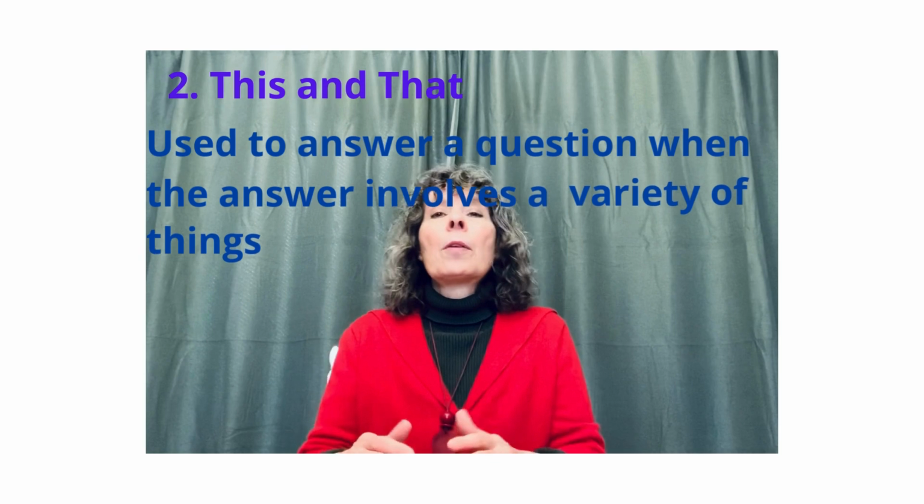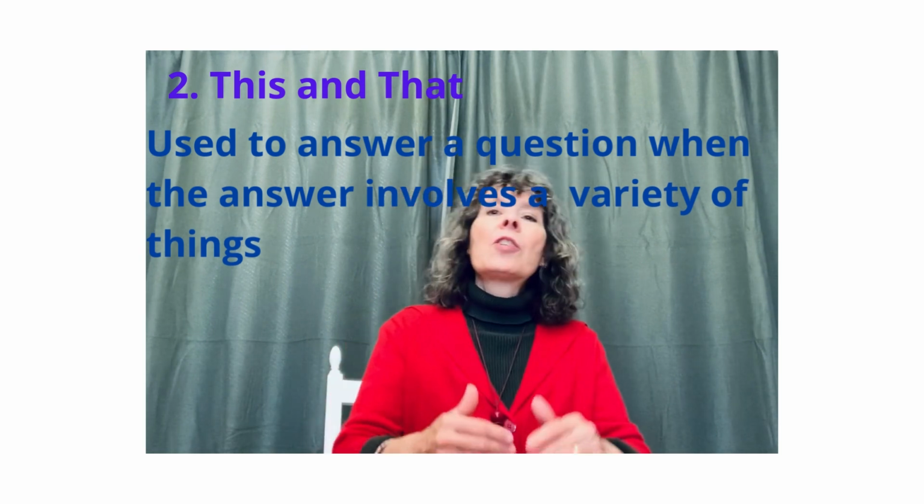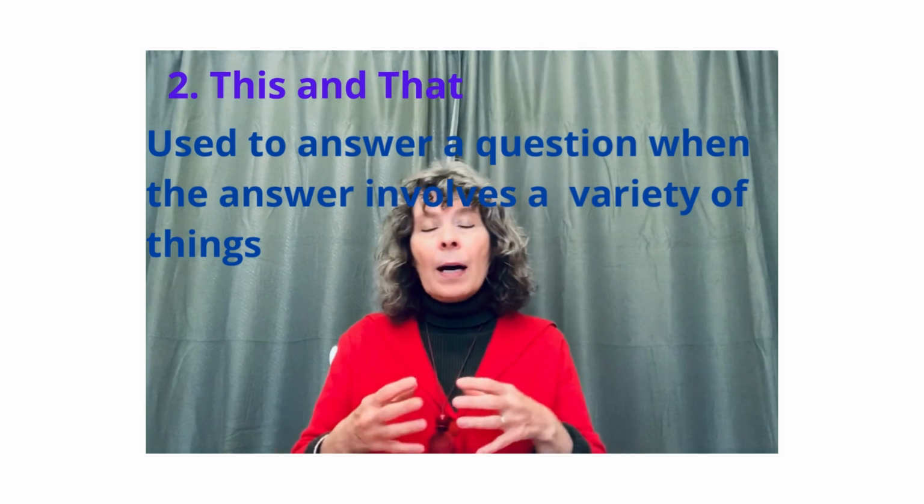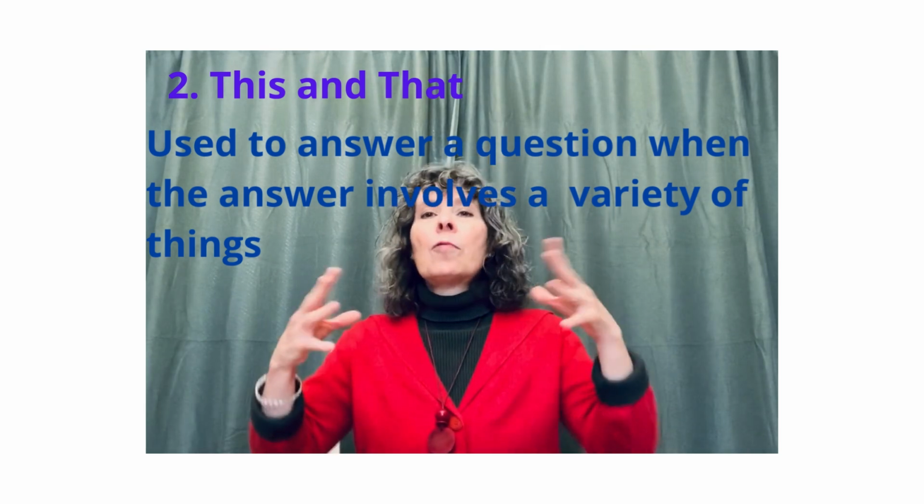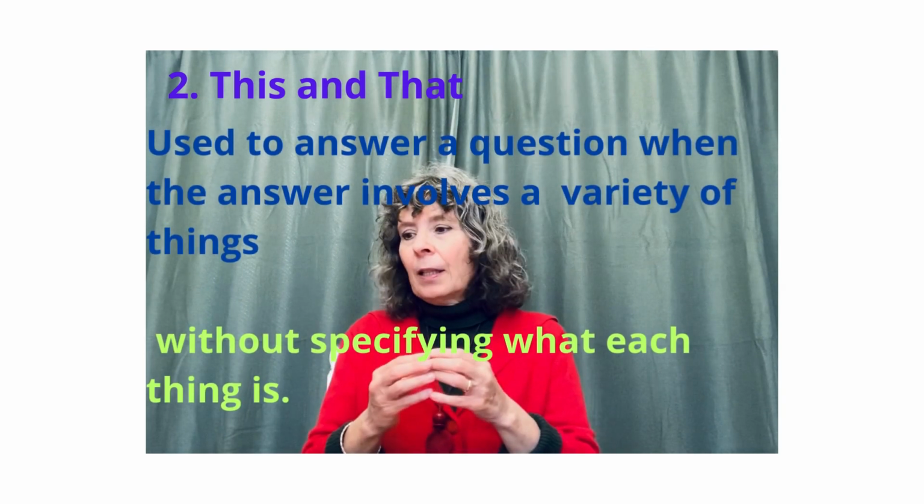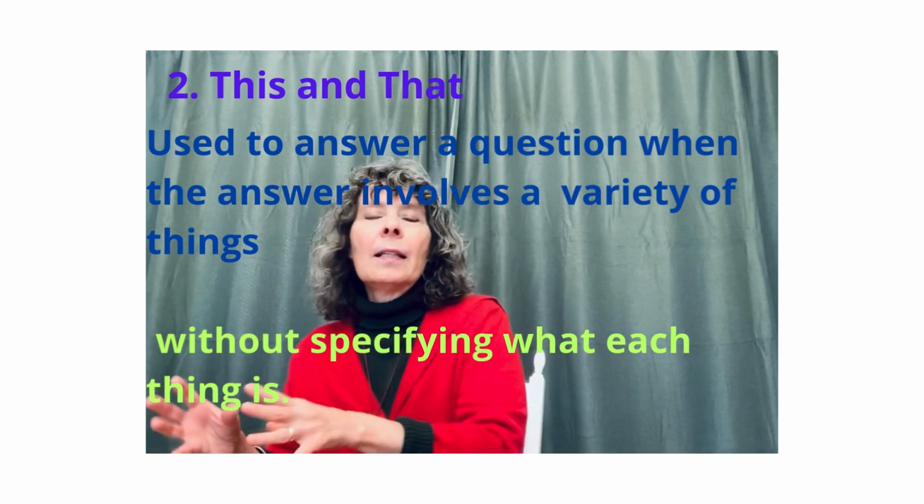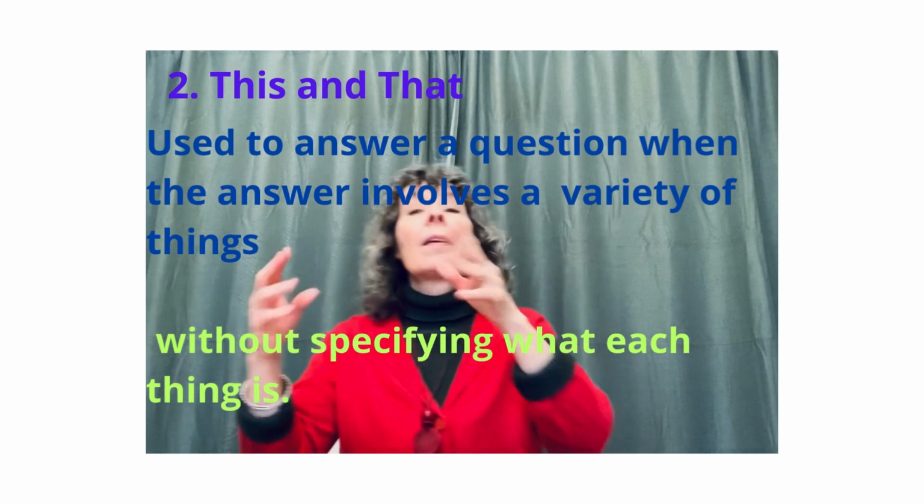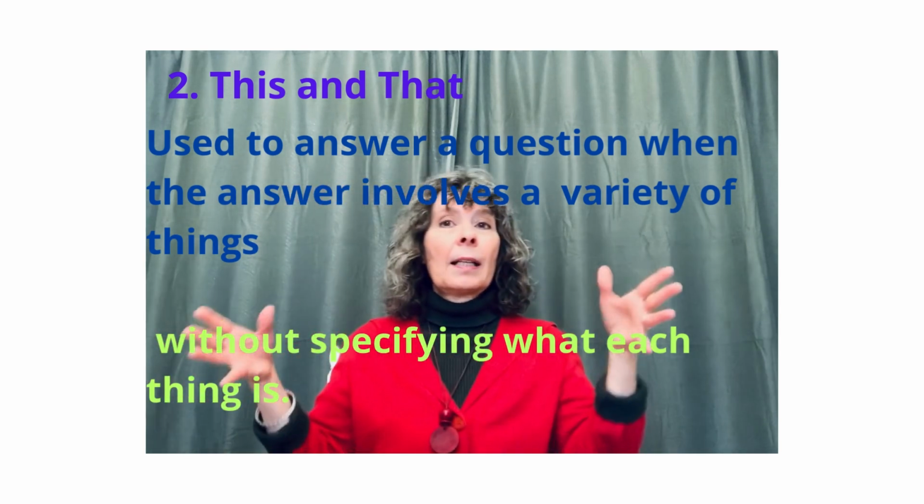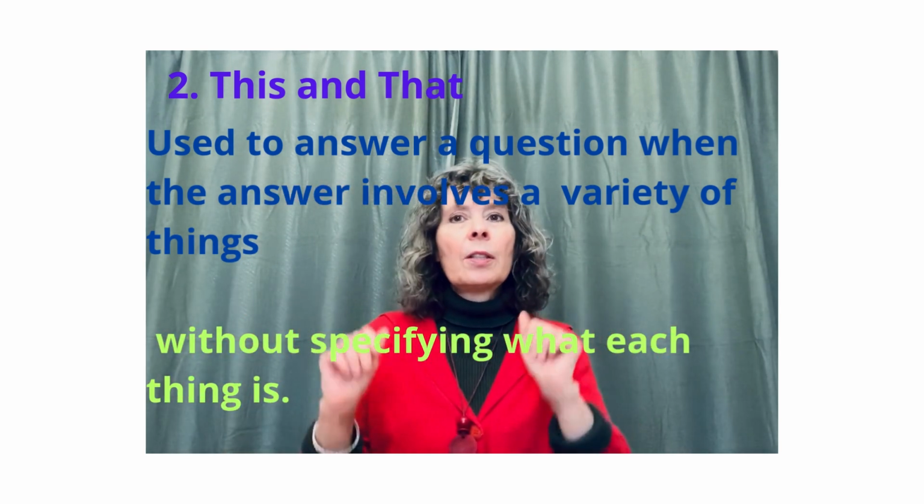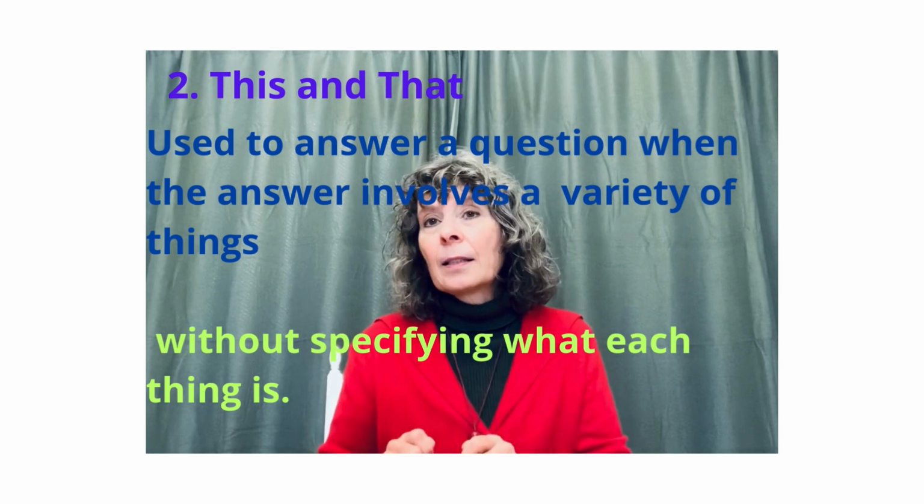The second one is this and that. And that is used to refer to a question that someone might ask us or information that we're giving about a wide variety of things. It's when you don't necessarily want to describe the variety. You don't want to say what everything is. You just want to keep your response short, so you'll use this and that.